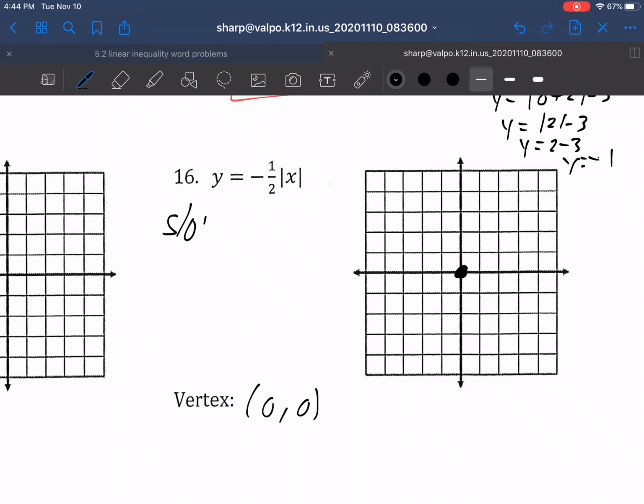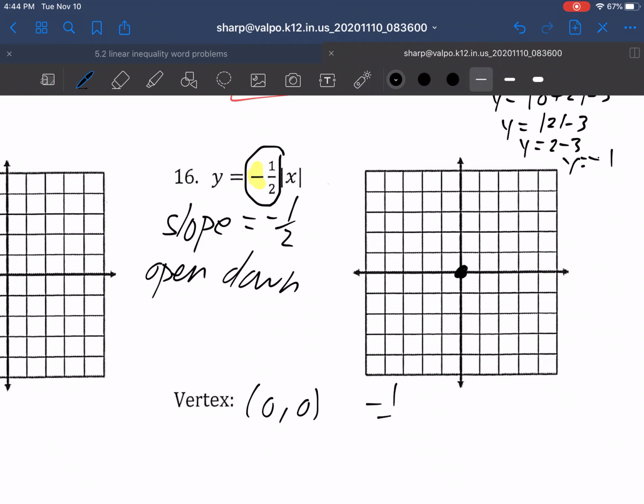Your slope is actually negative 1/2 because the slope always comes right before the absolute value. I told you guys that earlier. So if your slope is negative, you'll also notice the fact that there's a negative right here. This graph, and I'm going to put a note here, this graph should open down. So the slope is rise. Well, the slope is negative 1/2, which means rise over run, but it has to open down.